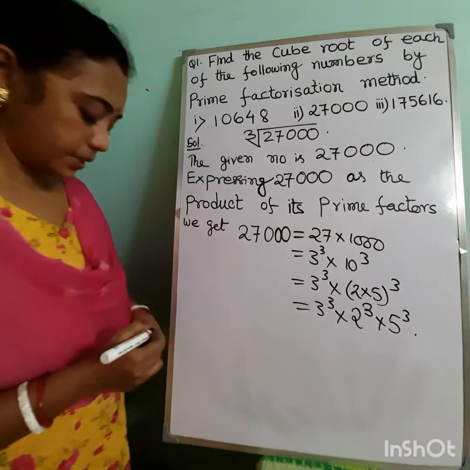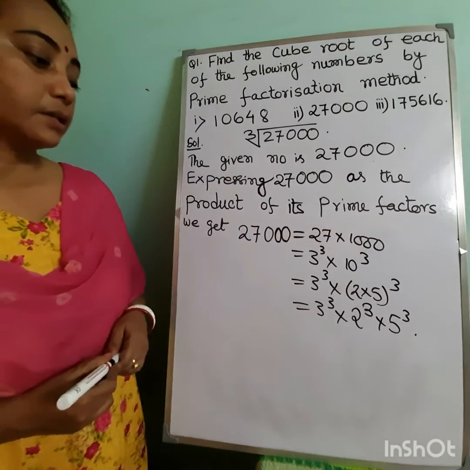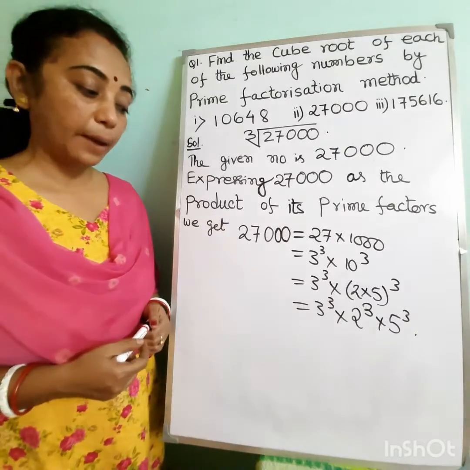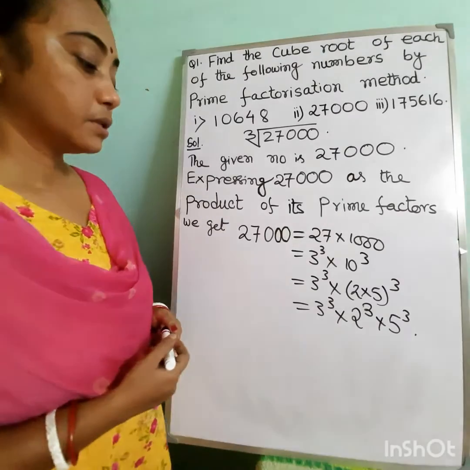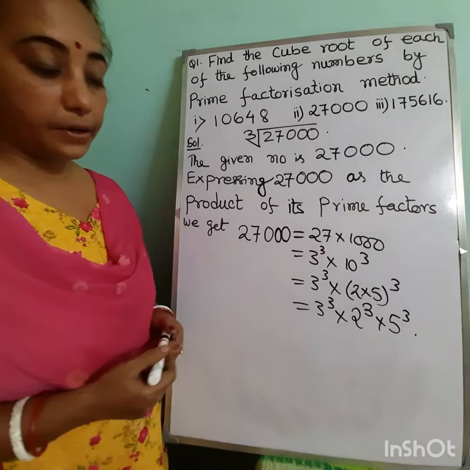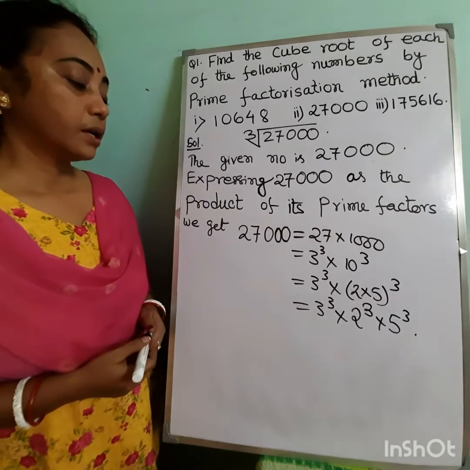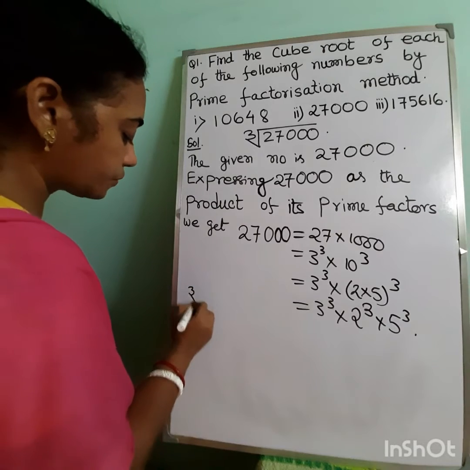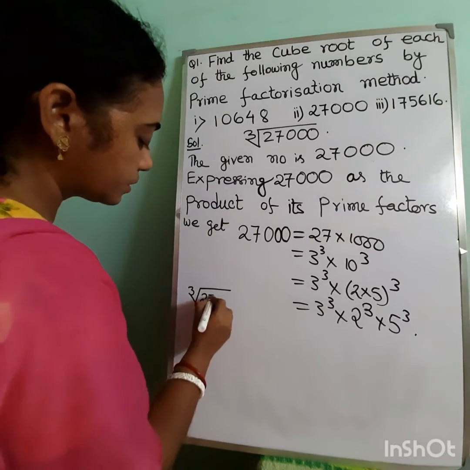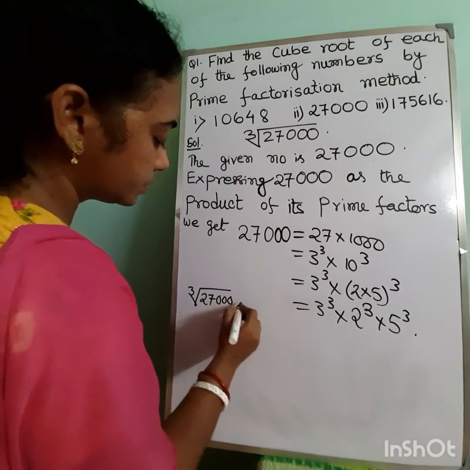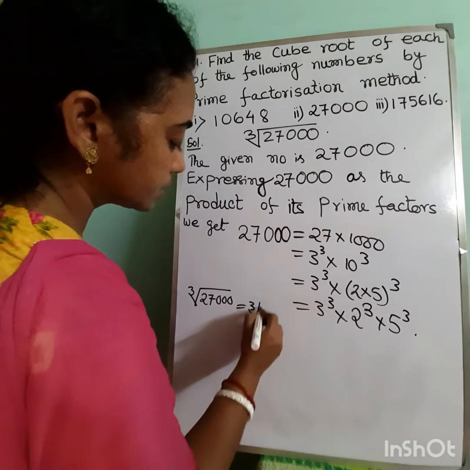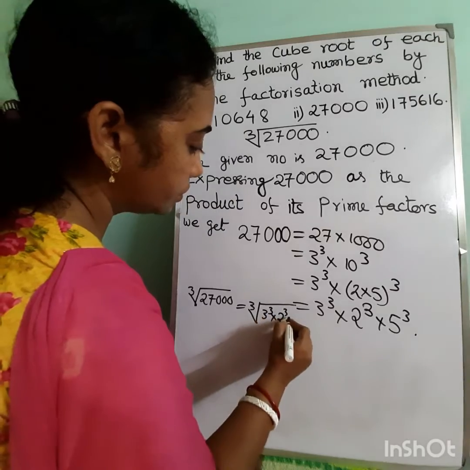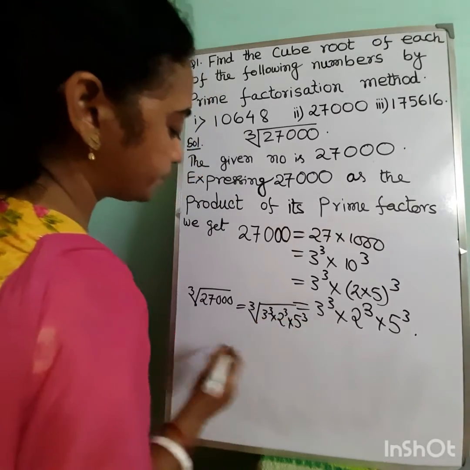Here the given number is expressed as the product of its prime factors, where each factor appears 3 times. So this is a perfect cube number. Now we have to find the cube root of this number. So the cube root of 27000 is equal to the cube root of the product of its prime factors, that means 3 cube multiplied by 2 cube multiplied by 5 cube.